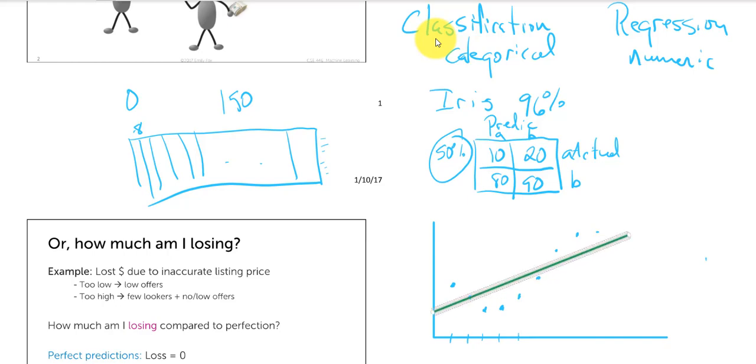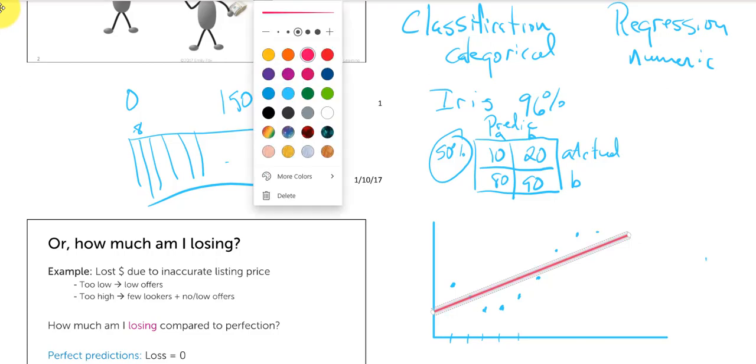Okay. So then, when we talked about this, we could measure the error like this. Let's use red for the error. Then we could talk about the error.